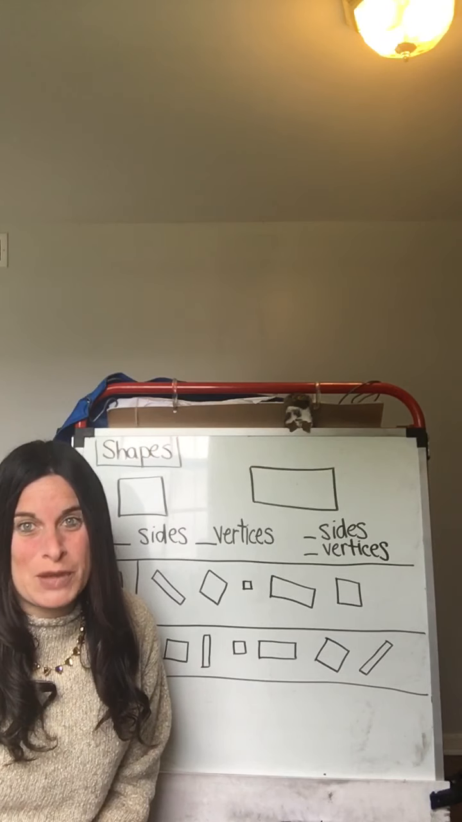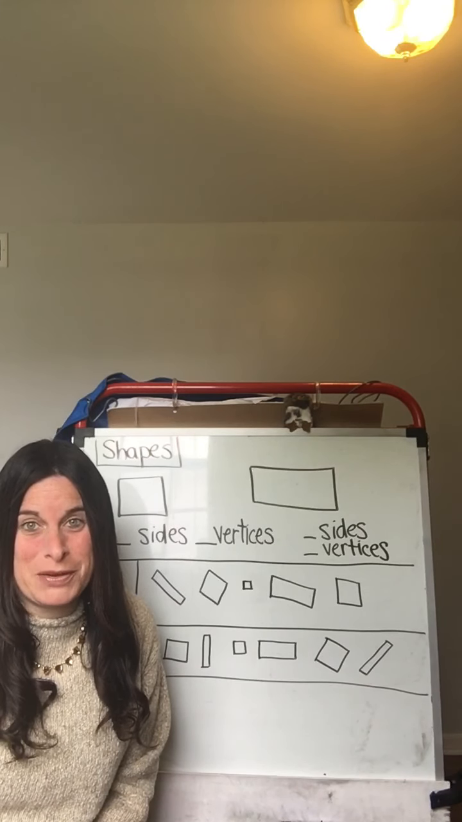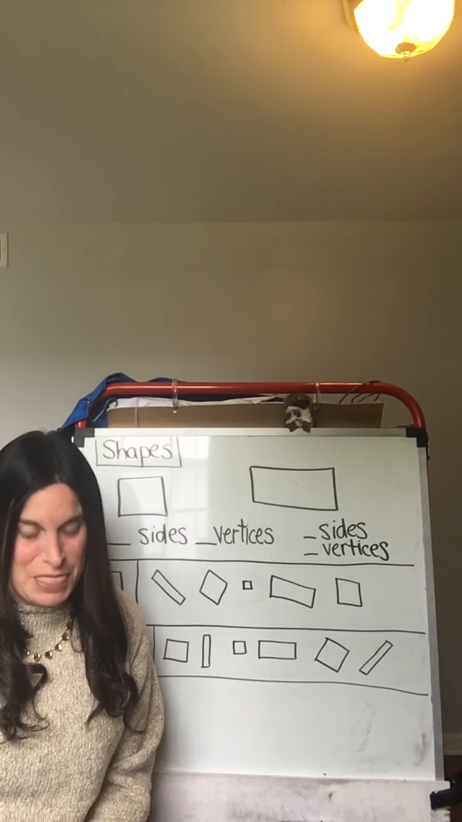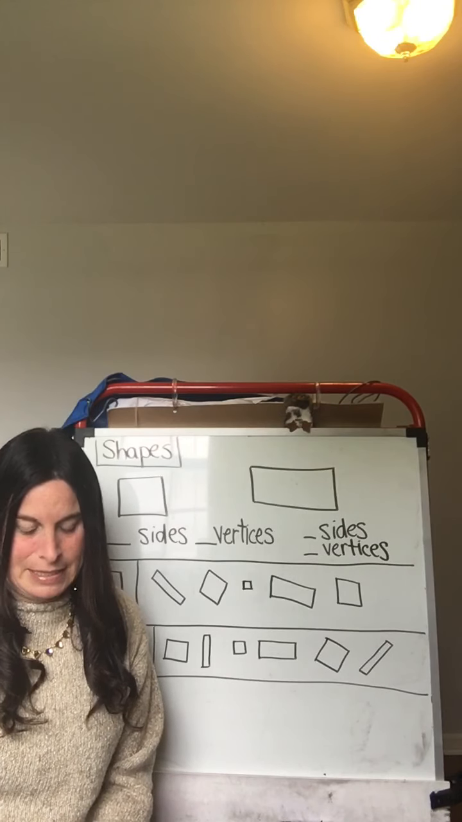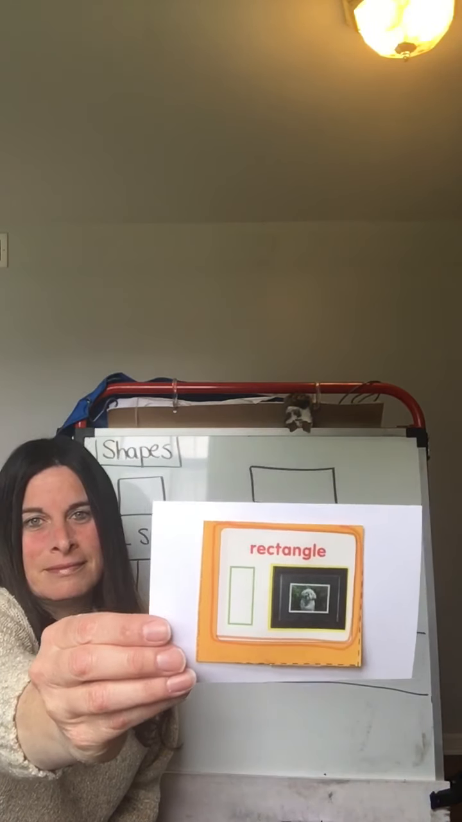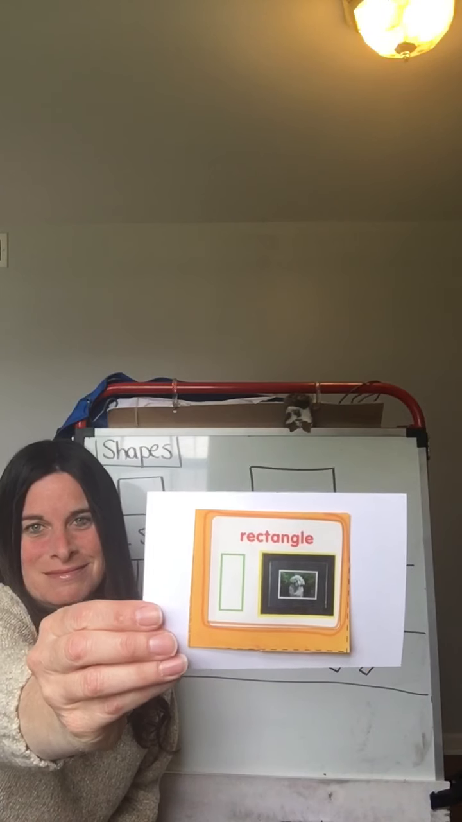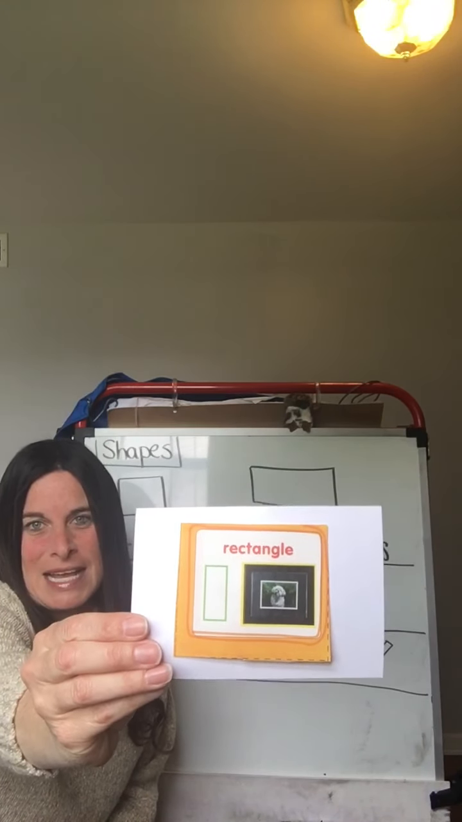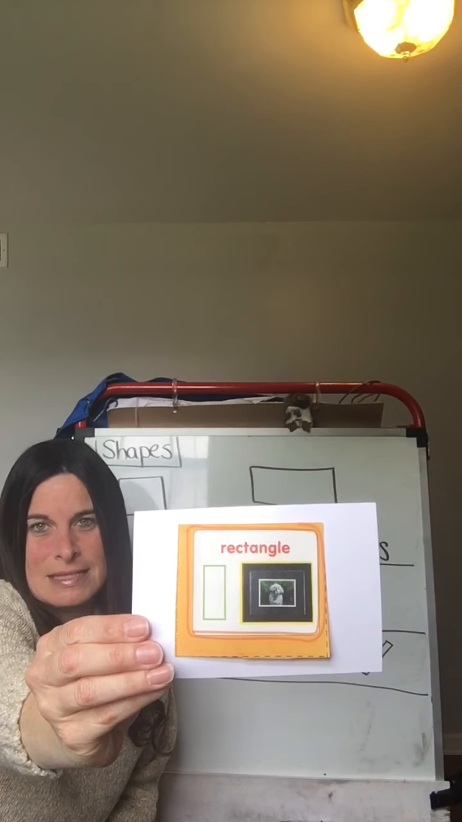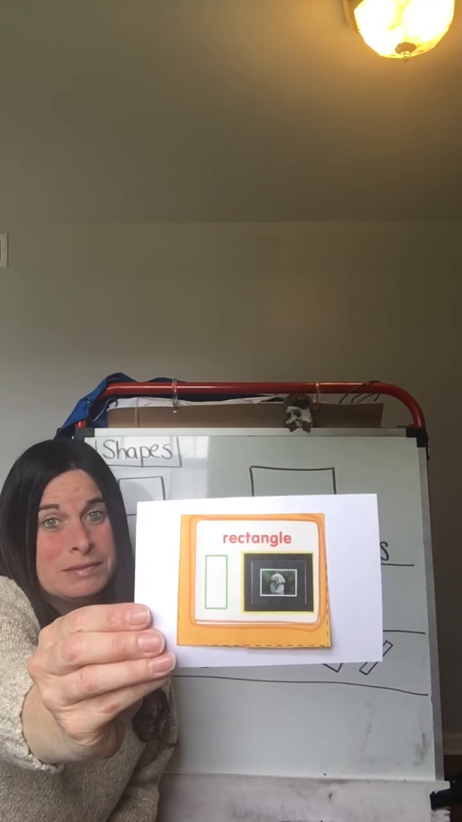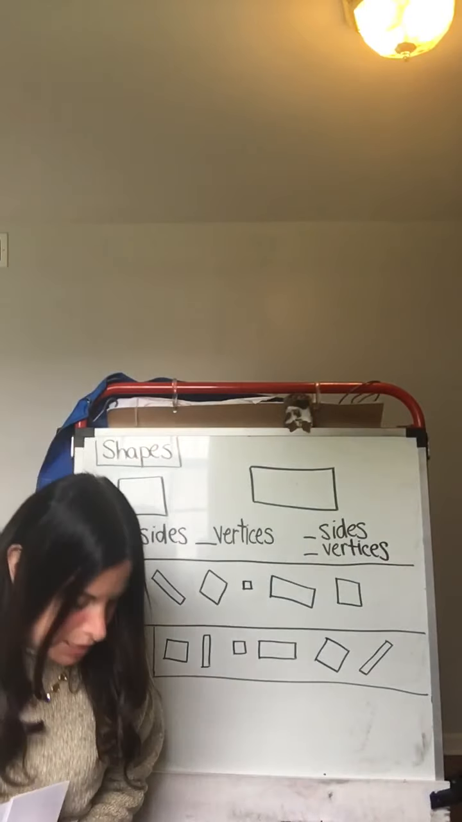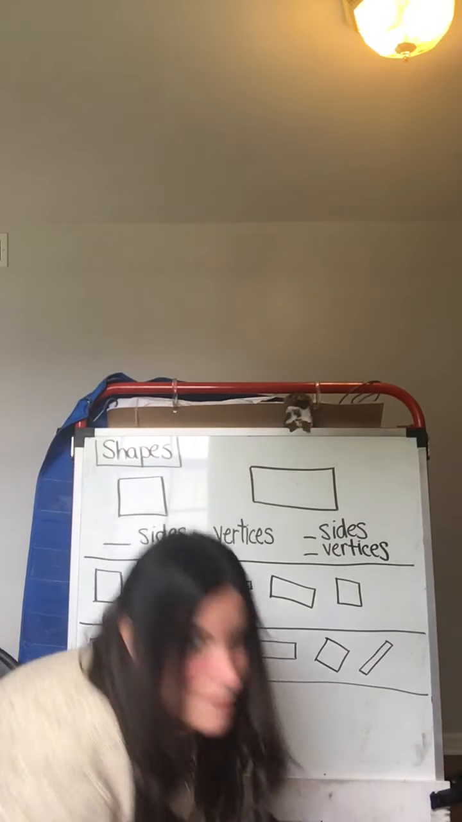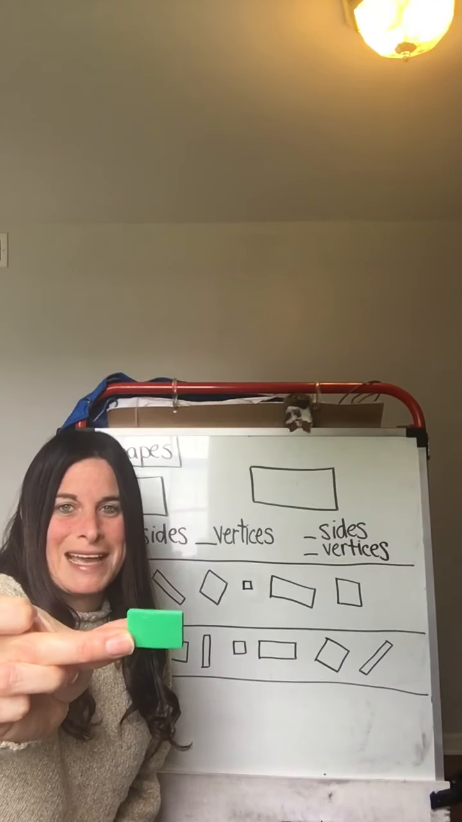So I want to go over some vocabulary words with you that you're going to be hearing in this chapter. The first one is this. Rectangle. Yes, so a rectangle has 4 sides, but they are not all equal. Here also, I have a 2D rectangle.